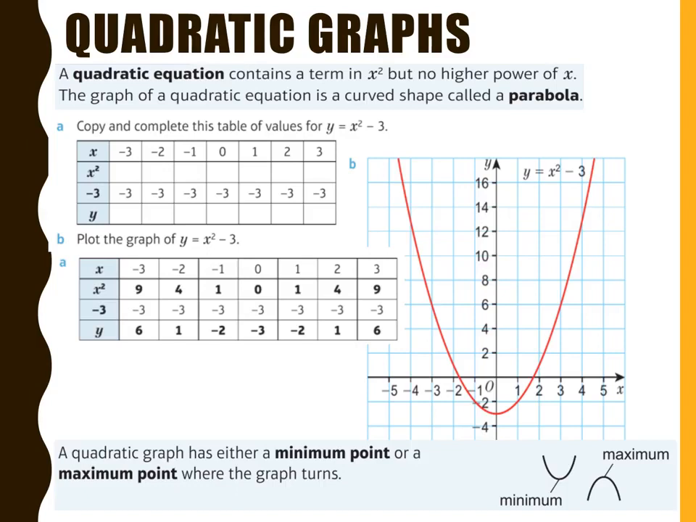Okay, so I'm going to explain more about this later on. A quadratic graph has either a minimum point or a maximum point where the graph turns. So this is the minimum point, or sometimes when you have it like this, this is the maximum point. When x squared is positive, you have a smiley face. When x squared is negative, so if it was minus x squared, you would have a sad face.